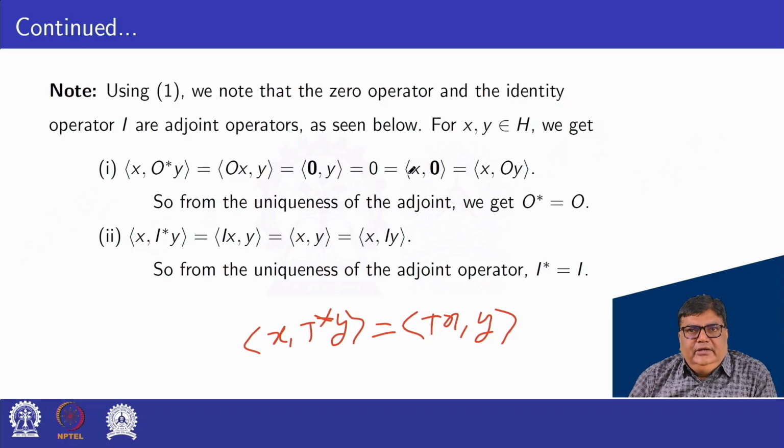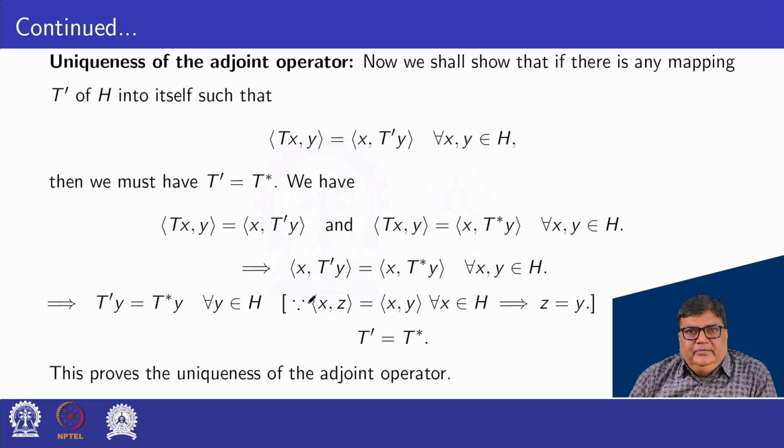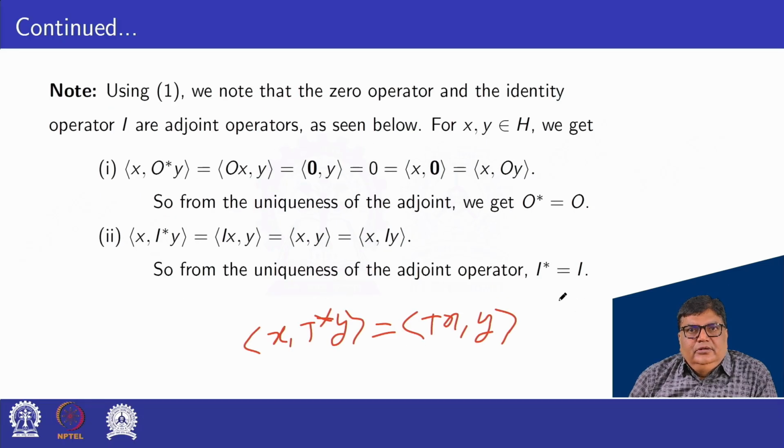Again, this can be written as the inner product of x and the zero operator of y. So again using this property, if the inner product of x z is equal to the inner product of x y, then z is equal to y. By that property, here O star y is equal to Oy. That is, O star is equal to O. So from the uniqueness of the adjoint, we get O star is equal to O.